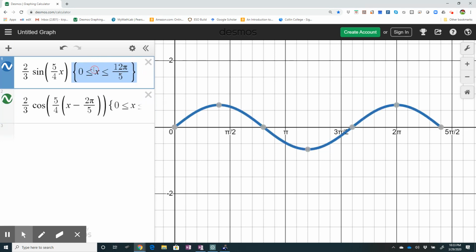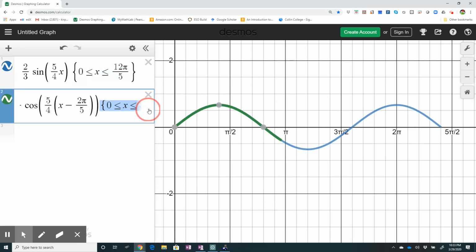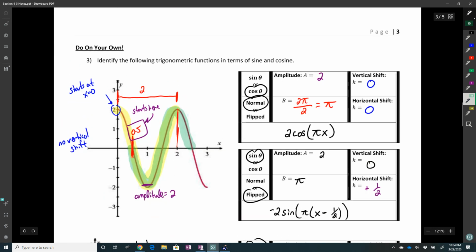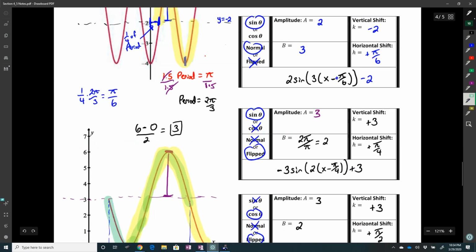And again, this is from 0 to 12 pi over 5. Oh, notice it's the same equation. All right. So anyway, hopefully those went well. Let's jump to the last two.